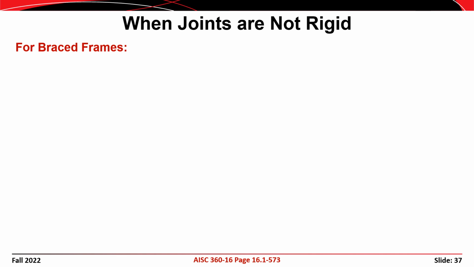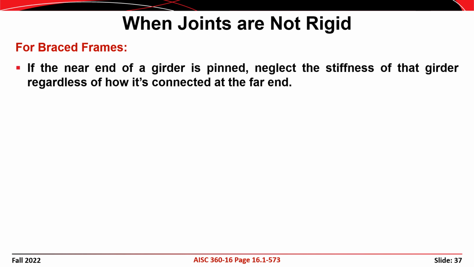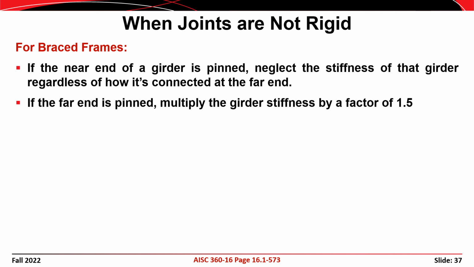The approach for handling non-rigid joints in brace frames is much simpler than it is in moment frames. As is the situation in every case, when the near end of a girder is pinned to the column, then the stiffness of that girder is neglected in the calculation of the joint stiffness ratio G. If the near end of the girder in a brace frame is rigidly connected and the far end of the girder is pin connected, then you multiply the girder's stiffness contribution by a factor of 1.5 in the calculation of the stiffness ratio for the joint, G.